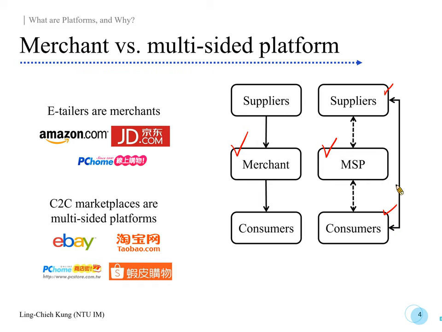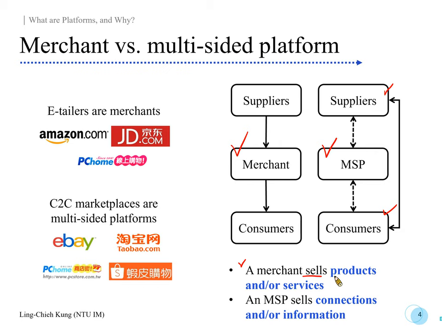So in one sentence, a merchant sells products and or services. On the contrary, if you serve as an MSP, you sell connections and information. You sell connections and information instead of products and services.